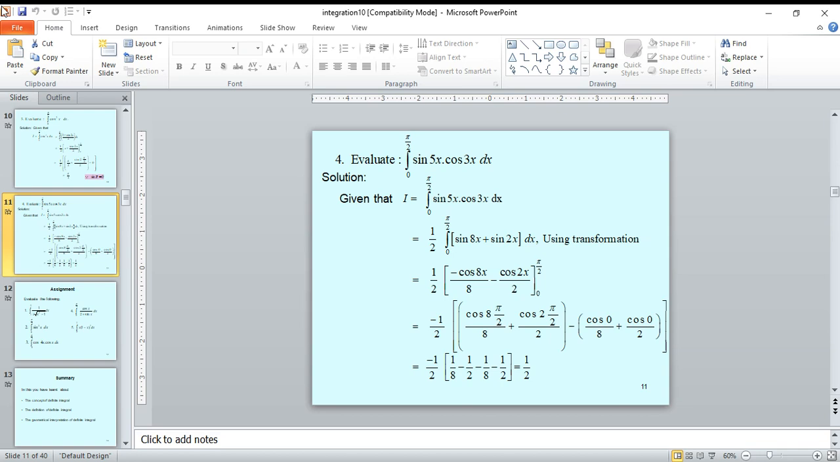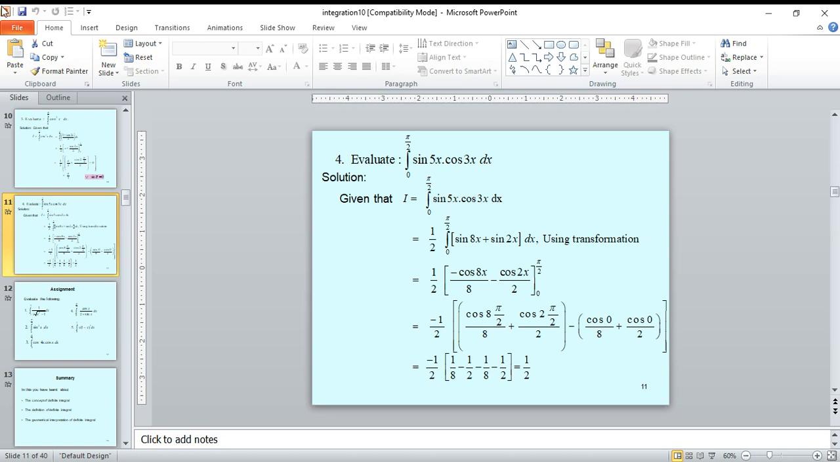1 by 2 into integration of 0 to pi by 2. The integration of sin 8x is minus cos 8x by 8, and the integration of sin 2x is minus cos 2x by 2, with interval 0 to pi by 2. Take out the minus outside: minus 1 by 2 into, applying the upper interval and lower interval, cos 8 pi by 2, by 8 plus cos 2 pi by 2, by 2, minus, applying the lower interval, cos 0 by 8 plus cos 0 by 2.